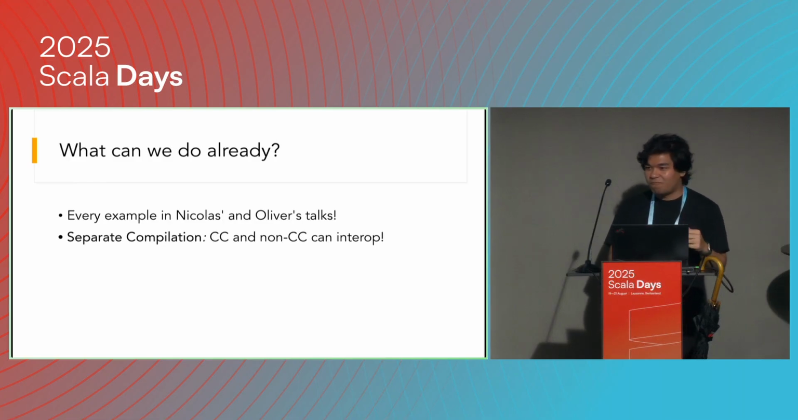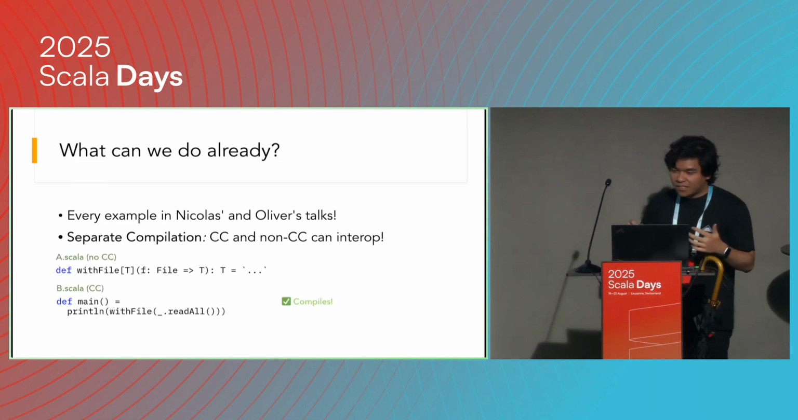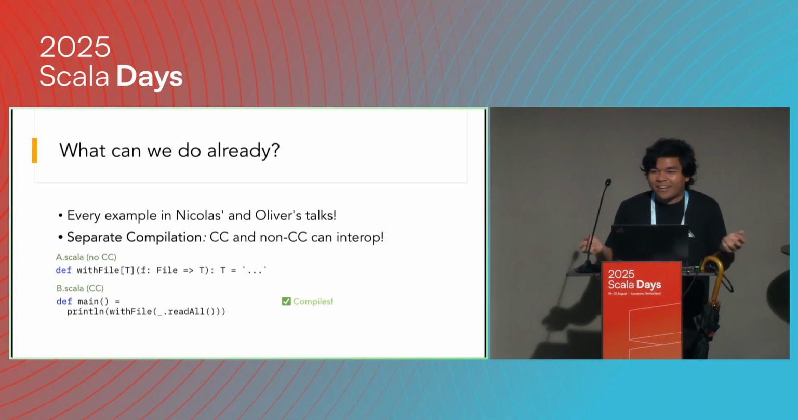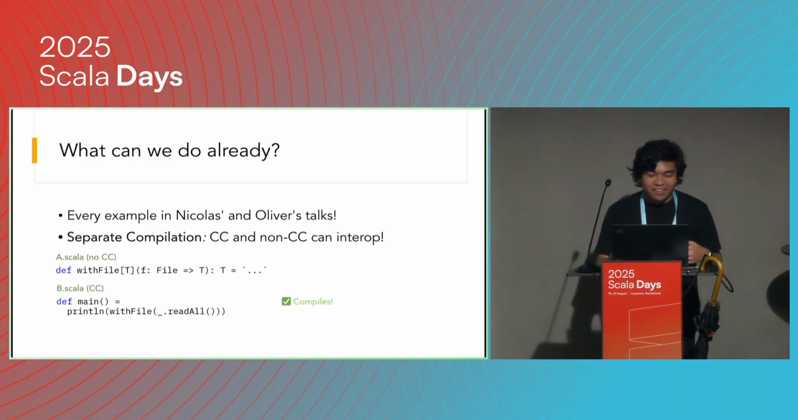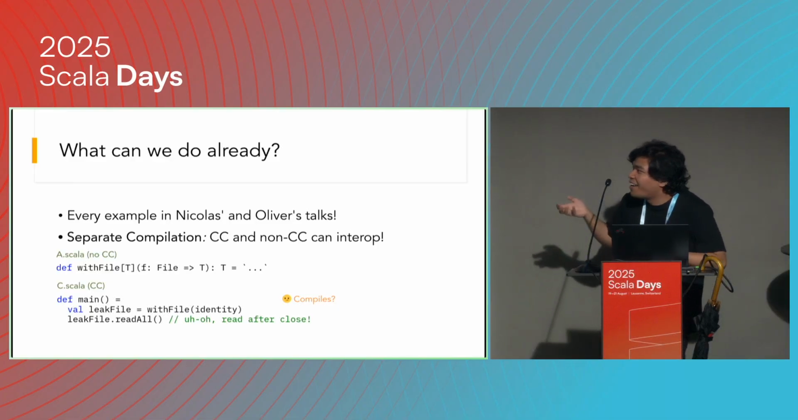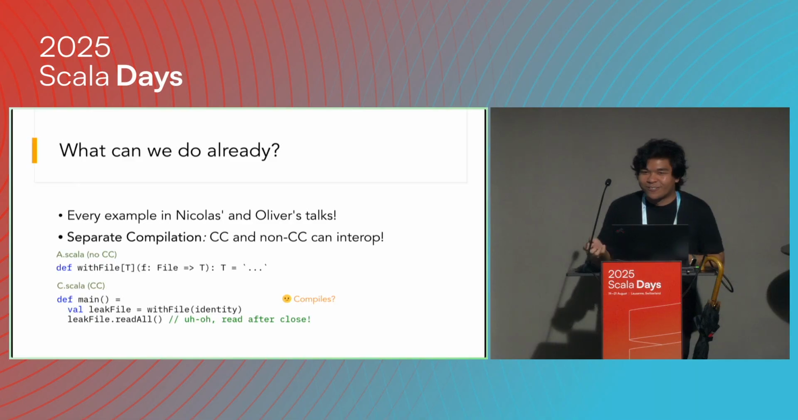That means if you have something with capture checking and you want to use it with something that doesn't, it mostly works out. However, it's not that great, right? So you have a file a.scala that defines your withFile. I think you've seen this like 1,000 times already. I don't need to tell you what it has. And then you start with B, right? And you turn CC on, everything works. But then you try it with identity, which is like the canonical example. And yeah, everything still compiles.